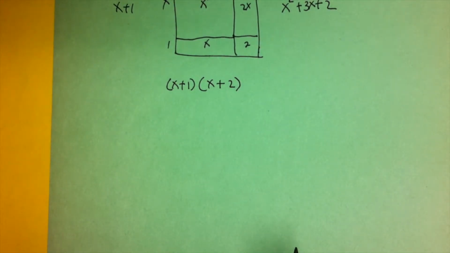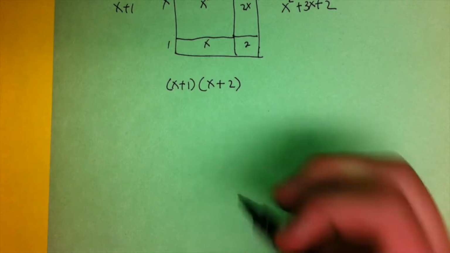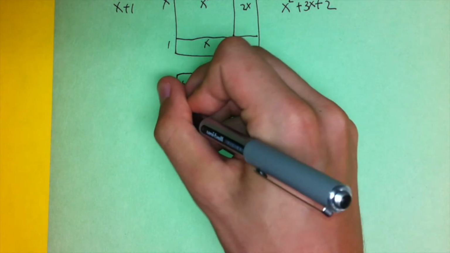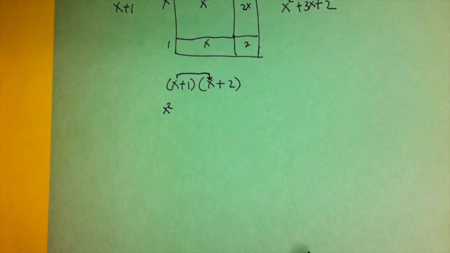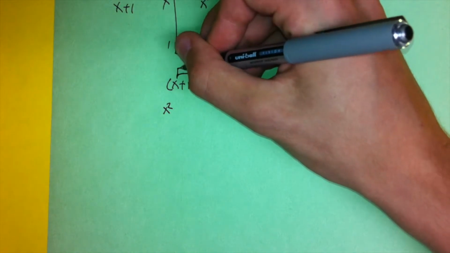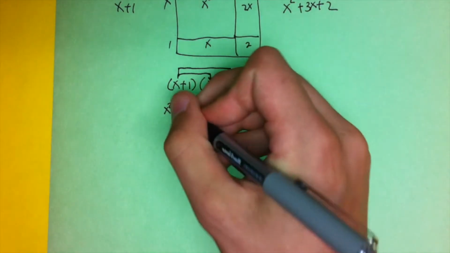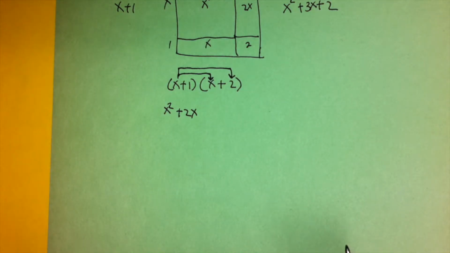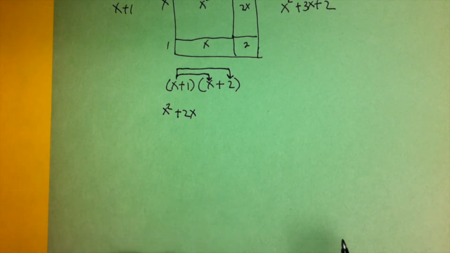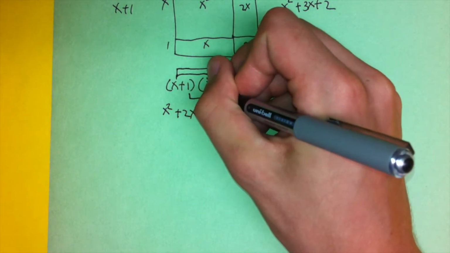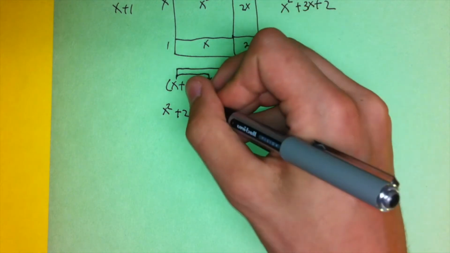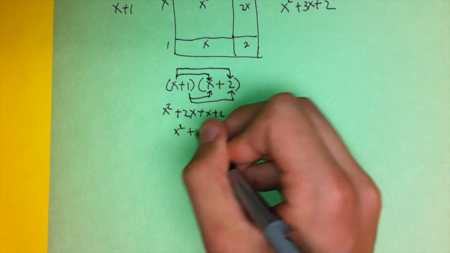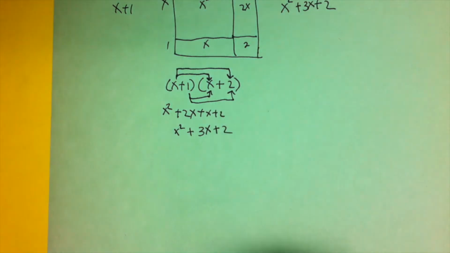We're going to start with the first term in the first expression and multiply it by the first term in the second expression. So it's going to be x squared, and then we continue and multiply x by 2, so plus 2x. Now the first number has been multiplied by every term in the second expression, so we just need to do the second number. 1 times x is x, and 1 times 2 is 2, and that gives x squared plus 3x plus 2.